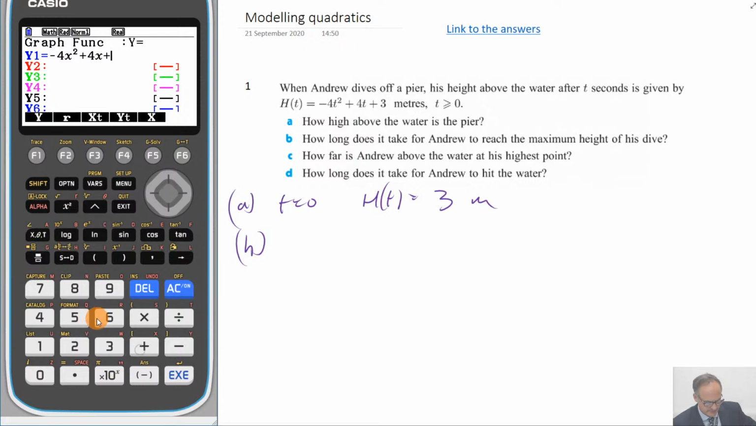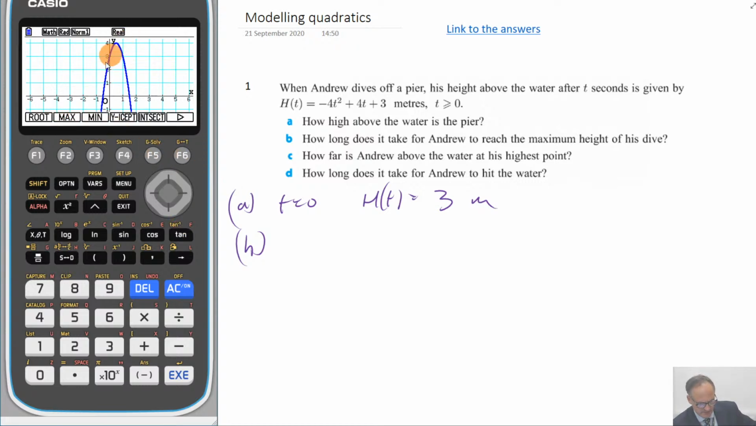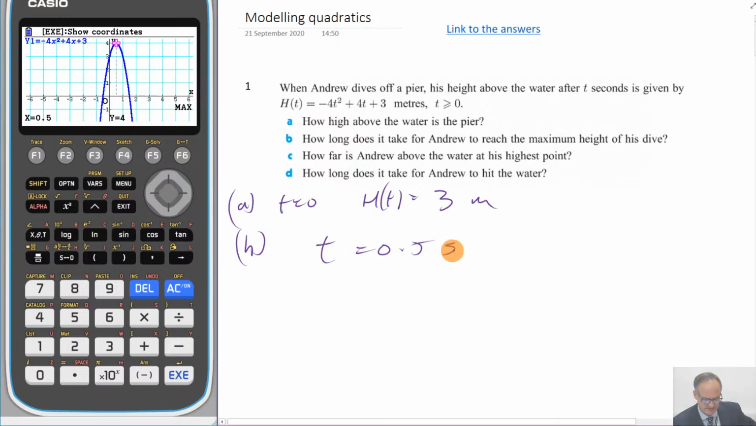x plus 3, and we're just going to draw that, and we can see if we go up we can see where the maximum is, and you can use the graph solver to find that maximum point and press maximum, and it tells you it's when x equals 0.5. So how long does it take? Well, x remember is instead of my t, so t is equal to 0.5 seconds to reach his maximum height of his dive.